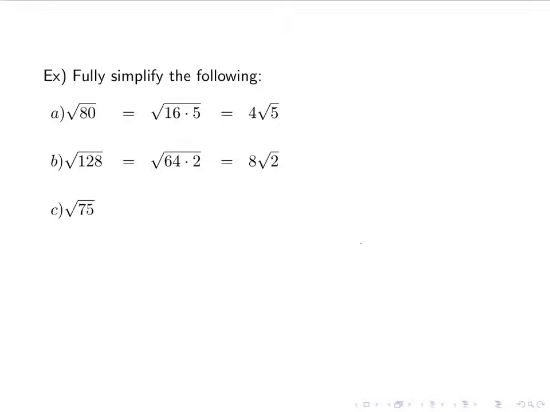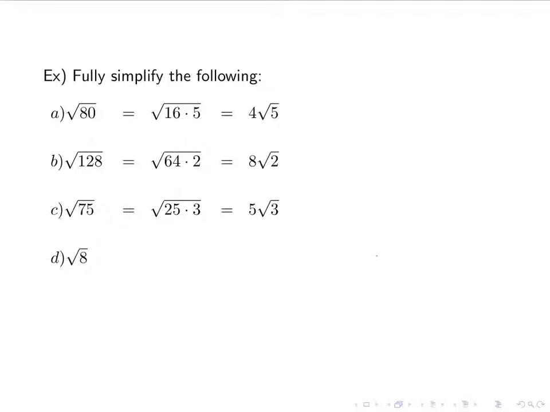C is the square root of 75. Is there a factor of 75 that's a perfect square? Yes, 25. So 75 is 25 times 3. And again, we know what the square root of 25 is. So we get 5 root 3.